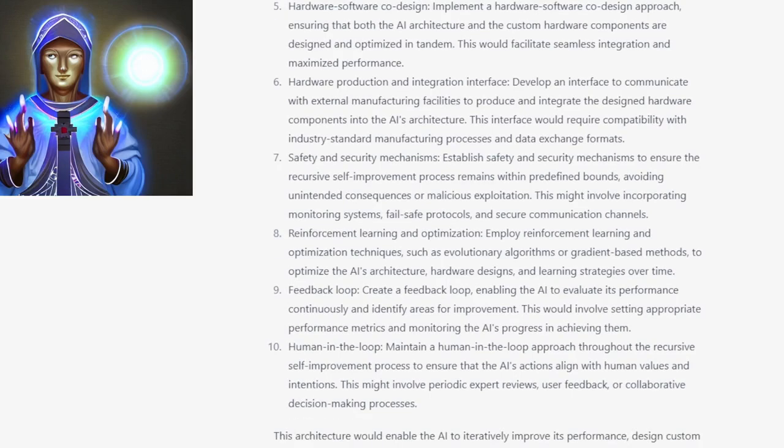Hardware optimization module. Incorporate a hardware optimization module that evaluates the performance and energy efficiency of the designed hardware components and suggests improvements.